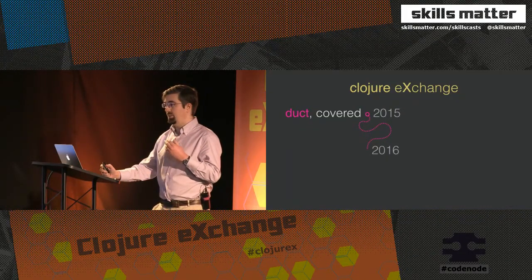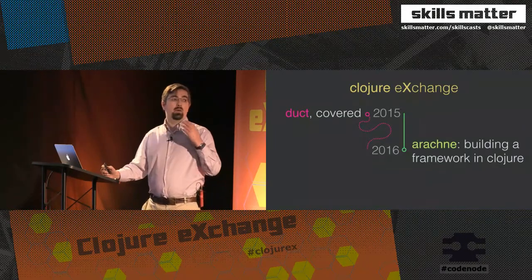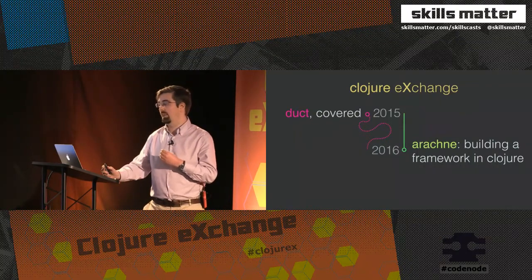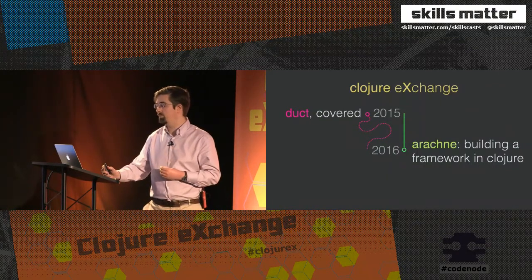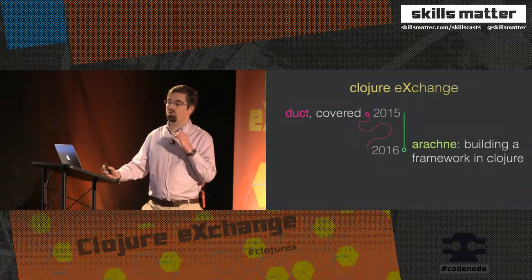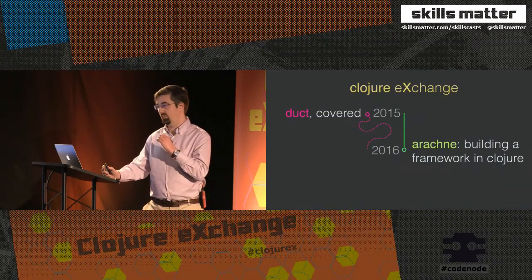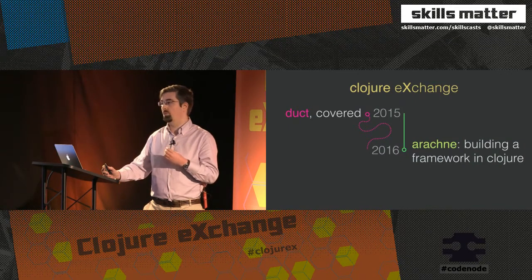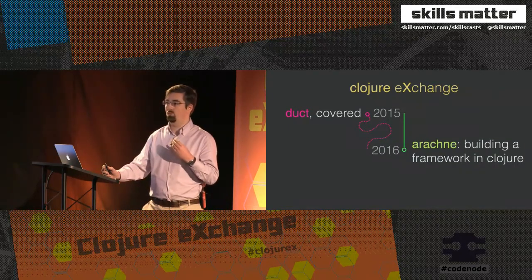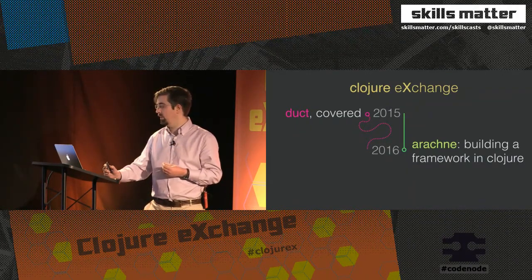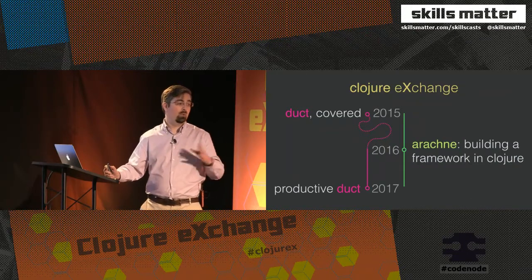Then in 2016, there was a presentation at this conference, Arachne: Building a Framework in Clojure, by Luc van der Hart, who is the lead developer on Arachne. This had a single idea that crystallized where I wanted to go in Duct. So the current version of Duct owes a lot of inspiration to Arachne. Throughout this talk, I'm going to be talking a little bit about Arachne and how it compares to Duct, or at least the new design of Duct. And that leads us to today with Productive Duct.